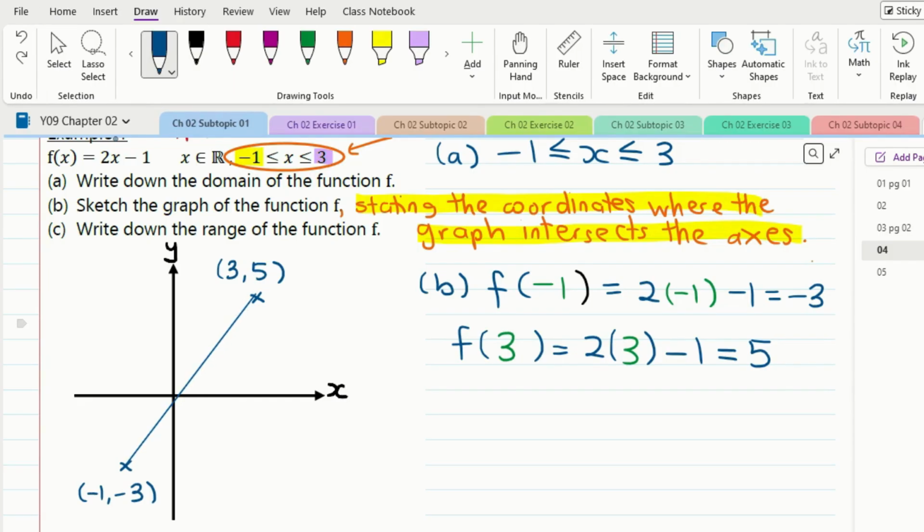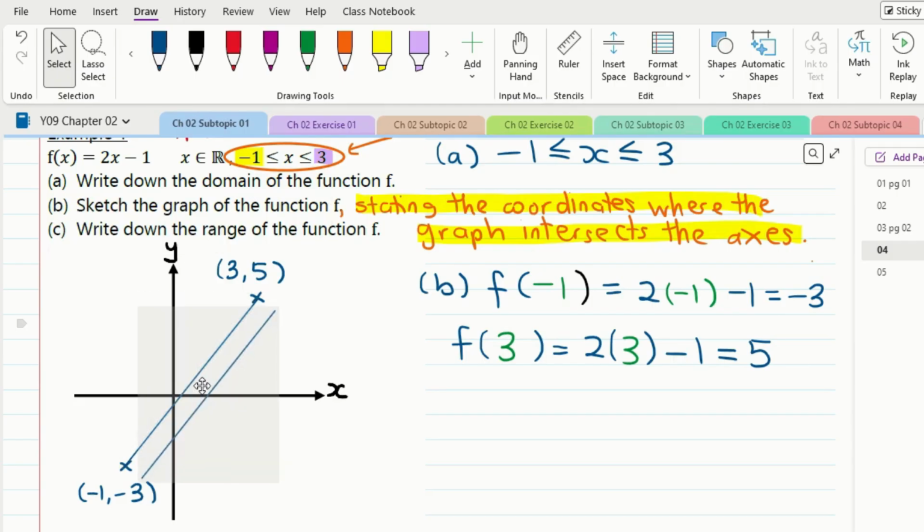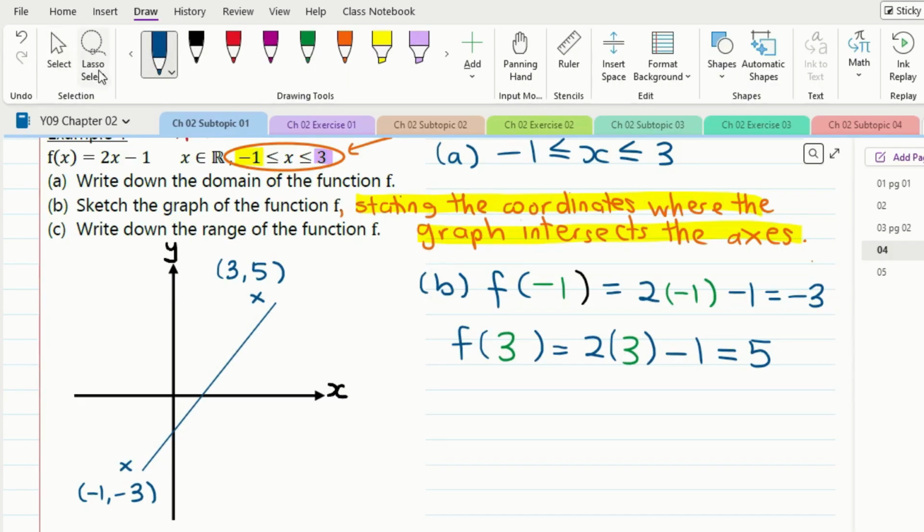Use a ruler to do this. Alright, but then this one, not really that good, so I'm going to give it here. Please make sure I want to show the intersection with the axis clearly. Now this is the complete graph, but it is not full yet because you also need to state the coordinates where the graph intersects the axis.